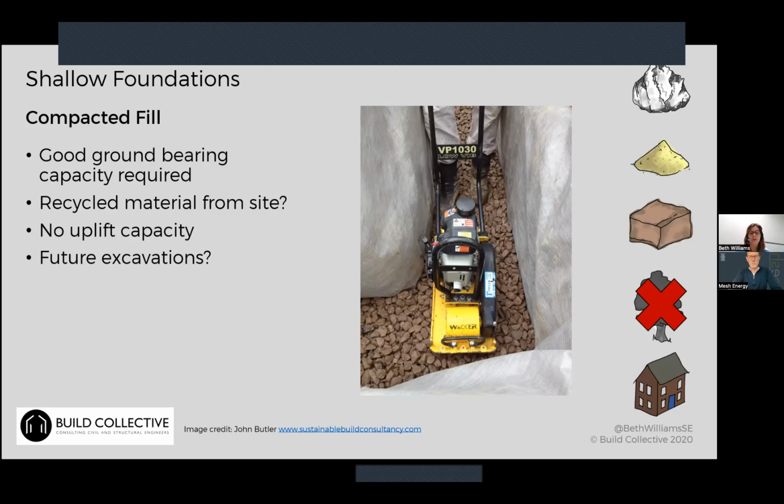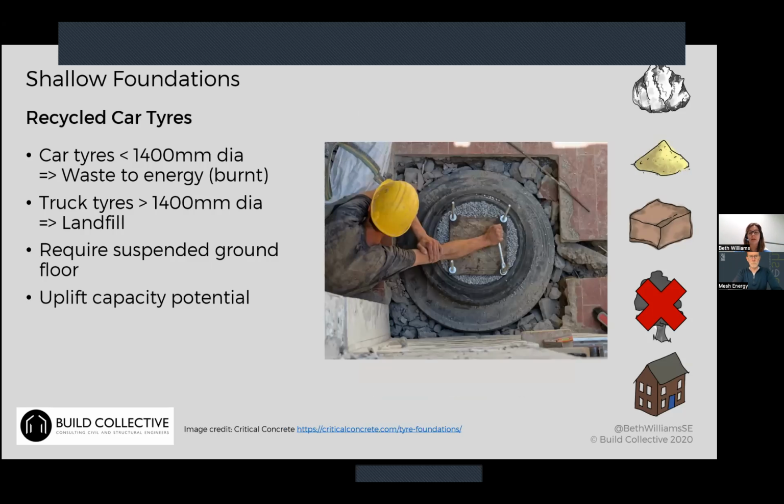Yeah, that's an option. A way that you might give that compacted fill an uplift capacity would be to contain it in a car tire. This picture here has got a plate on the top that you can see, and then there's another plate underneath, and then you're activating that whole weight of fill material in that car tire to give you uplift capacity.